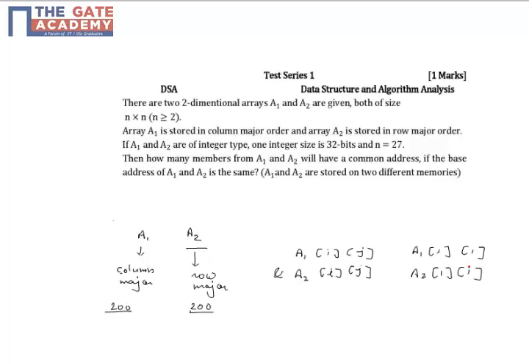In such a way I will have to find out how many items are present in the array in which n is equal to 27. That means 27 cross 27: I have two arrays a1 and a2, and I have to find out how many items have the same addresses in row major and column major order. That is actually what the question is asking.